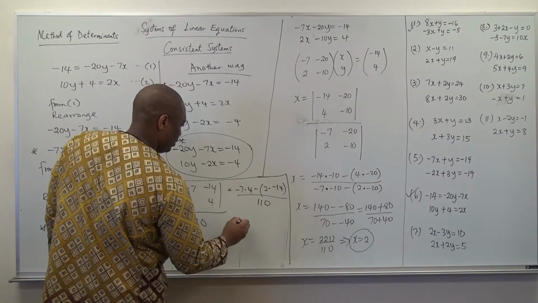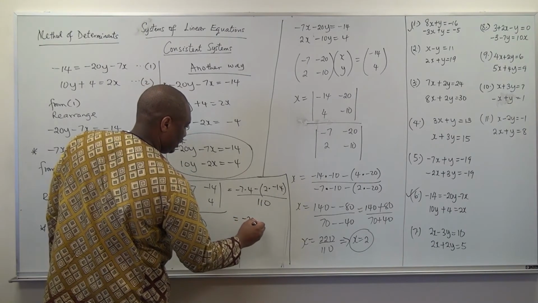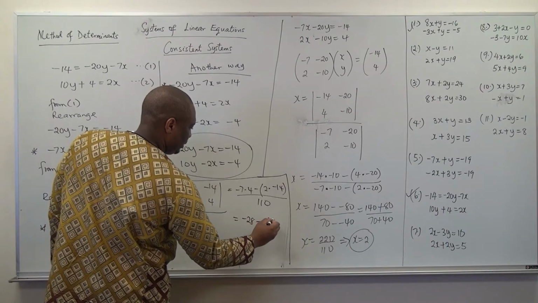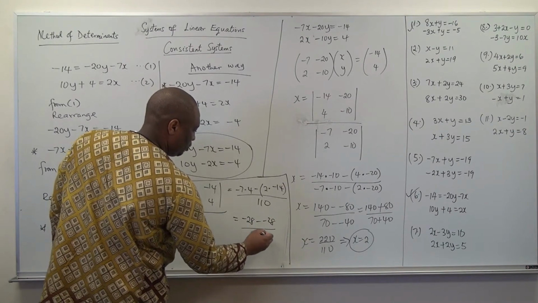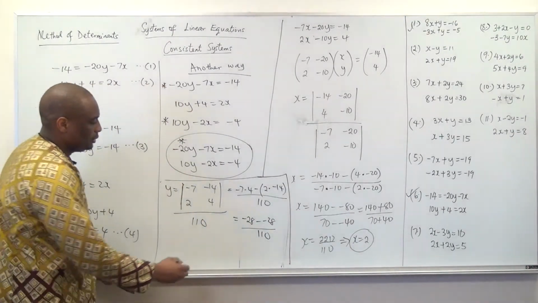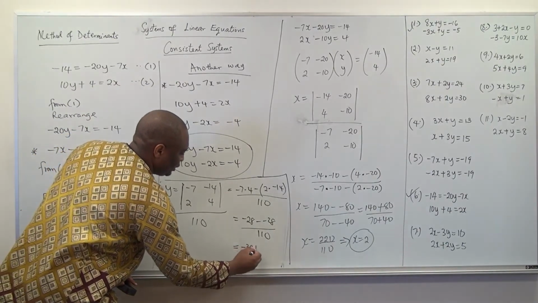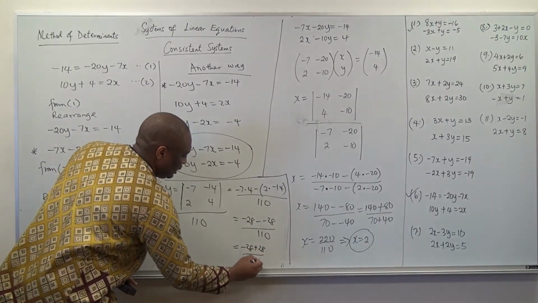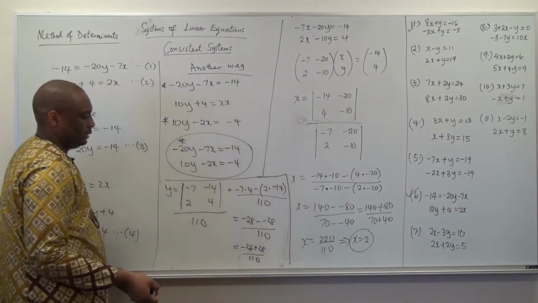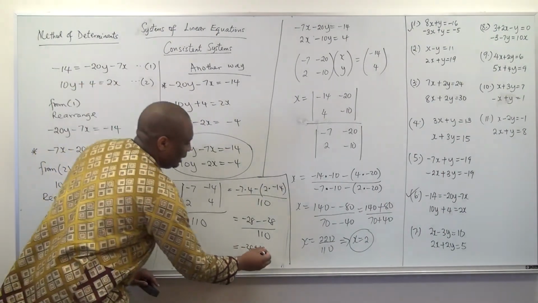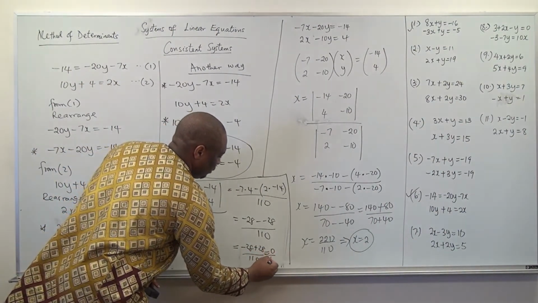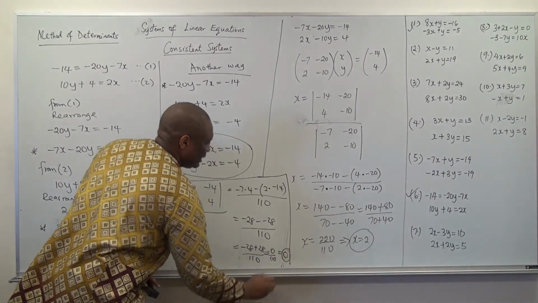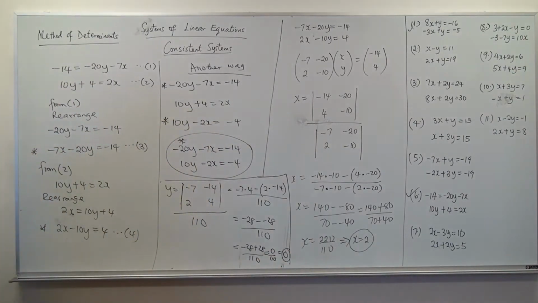So our y will now be negative 28 minus negative 28 all over 110. So y is negative 28 plus 28 over 110, right? And you know what it will be: 0 over 110, which is 0. So our y is 0. So our x is 2 and our y is 0.